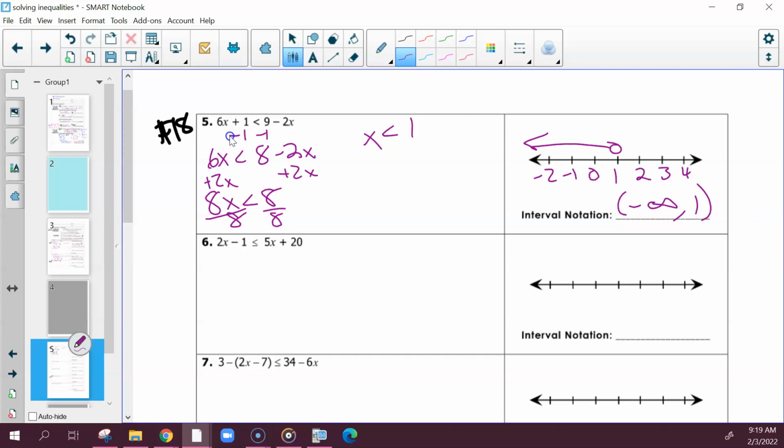Let's do one more. So is it always negative depending on the way the arrow is? If it's going to the left, you're going to start with negative infinity. If it's going to the right, you're going to start with your number.